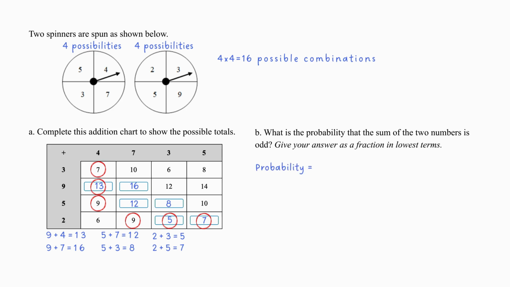So our probability of getting an odd number is 6 over 16. But we aren't done. The question asks for the lowest term. We can divide both the top and the bottom by 2. 6 over 16 becomes 3 over 8.